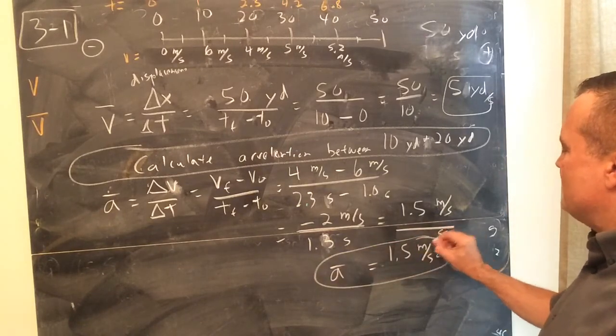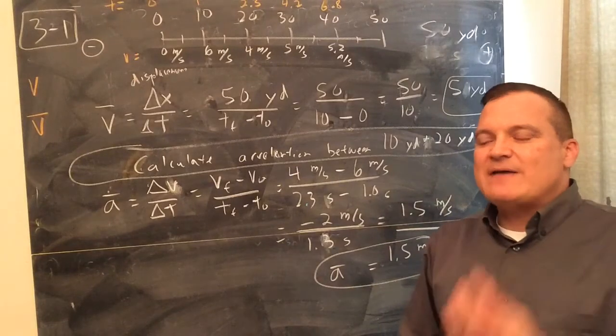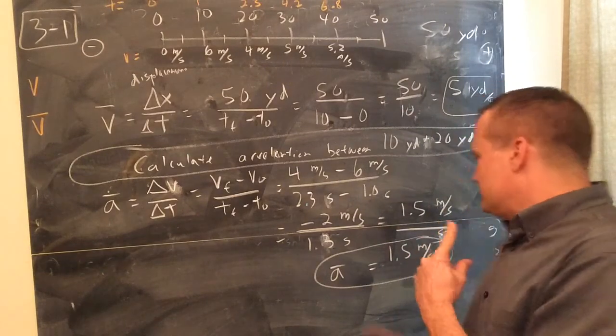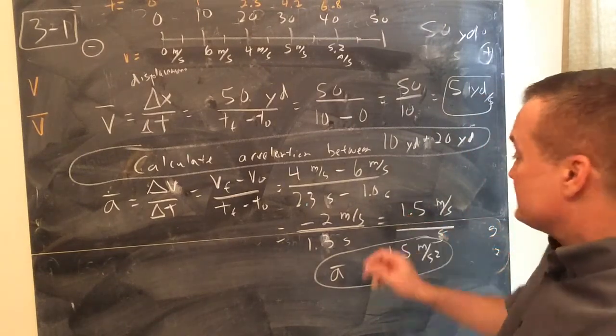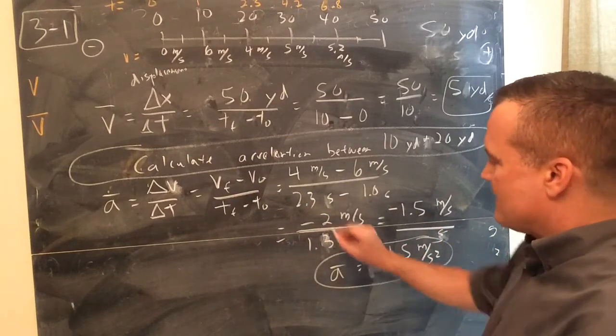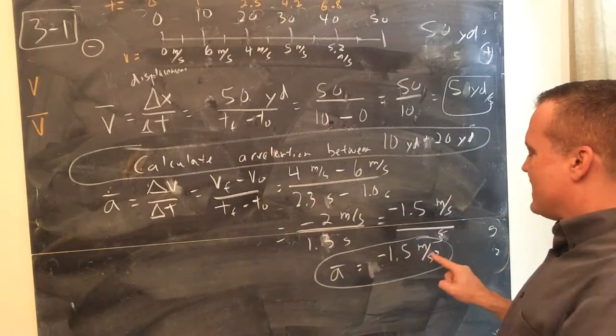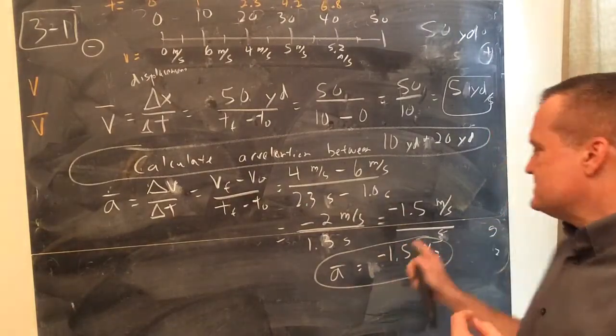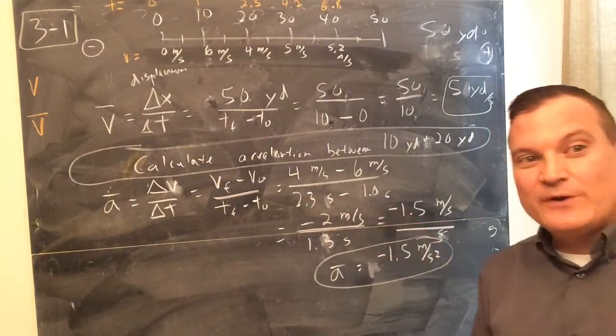Now, whenever you see 1.5 meter per second squared, that means every second it is increasing. Well, no, I'm sorry, it's negative 1.5. Sorry, this number should be negative because the top number is negative. Negative 1.5 meter per second squared means every second your velocity is going down by 1.5.